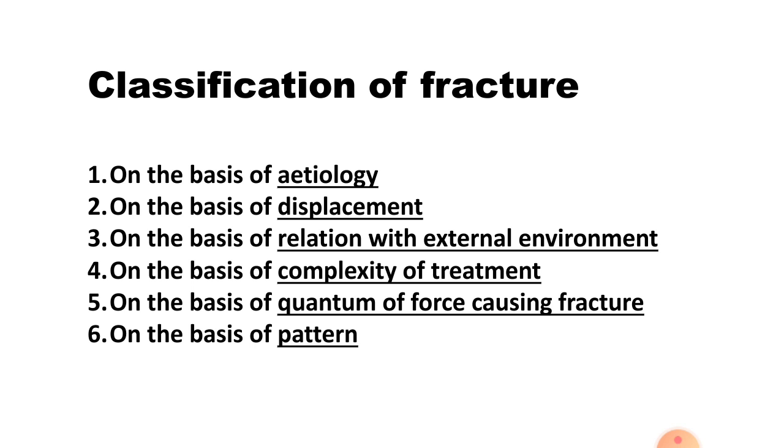So first, classification on the basis of etiology, like which are the responsible causes of fracture. Second is on the basis of displacement, whether the fracture fragments are displaced or undisplaced, right? So it is related to the position of fragments. Third is on the basis of relationship with external environment, whether it is an open fracture or a closed fracture. Fourth, on the basis of complexity of treatment, whether simple treatment or complex treatment is required. Fifth, on the basis of quantum of force causing fracture, whether it is a high velocity trauma or a low velocity trauma. Sixth, on the basis of pattern, right?